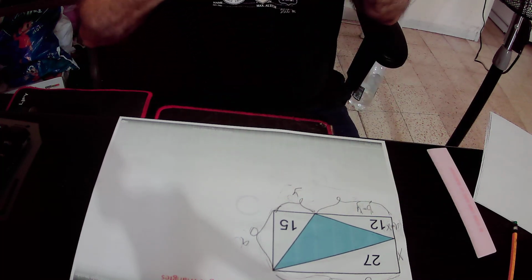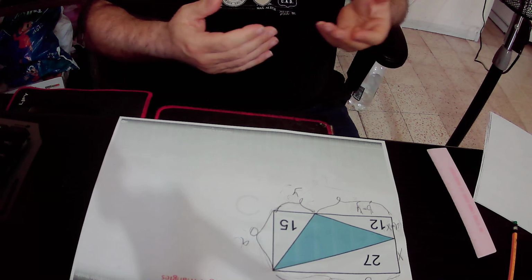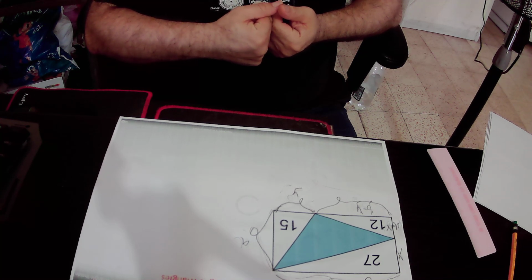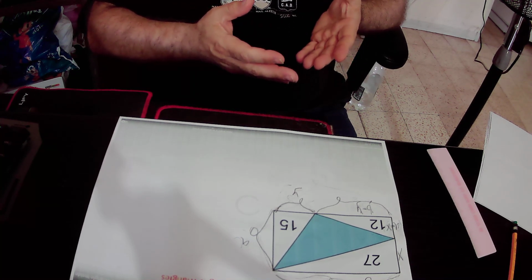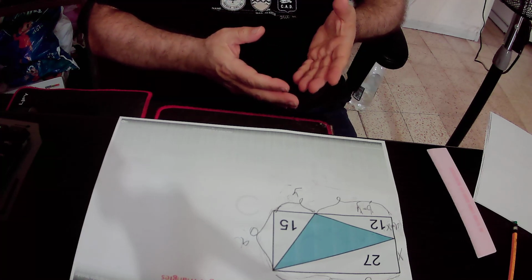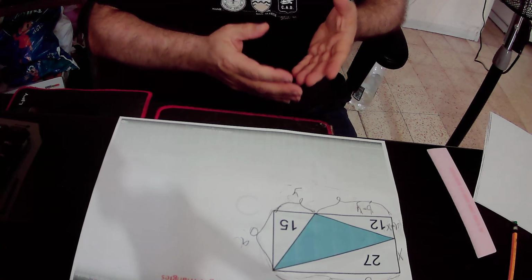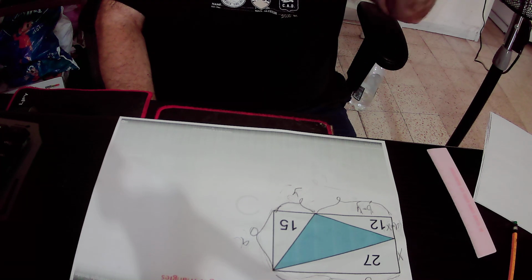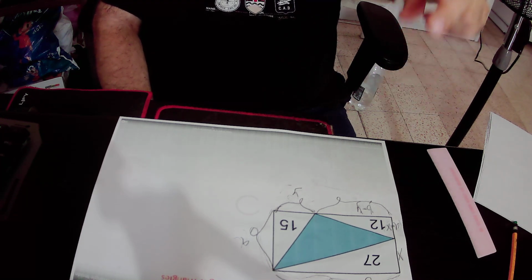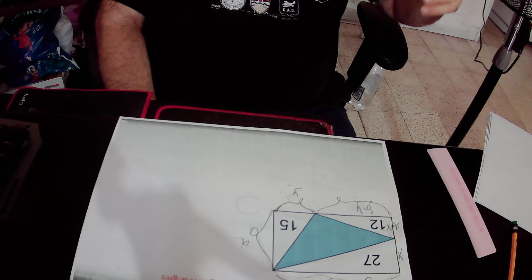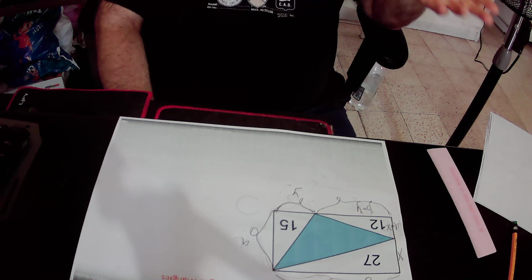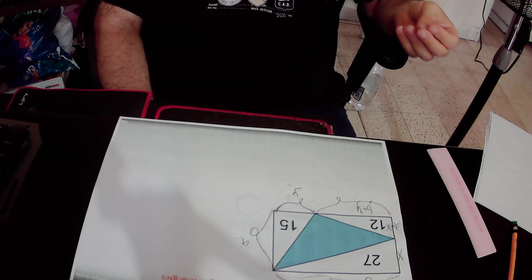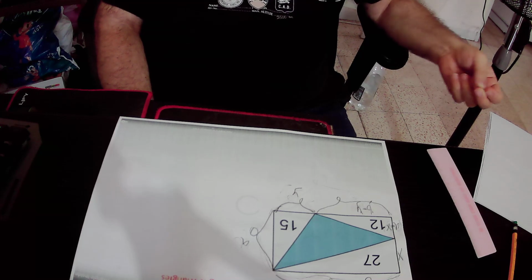So the rectangle itself must be greater than 24 units, because it contains three right triangles that their total area is 54 units, and it also contains the blue triangle. So the area of the rectangle must be greater than 54 units, so it cannot be 18 units. So 18 units for AB is incorrect answer.